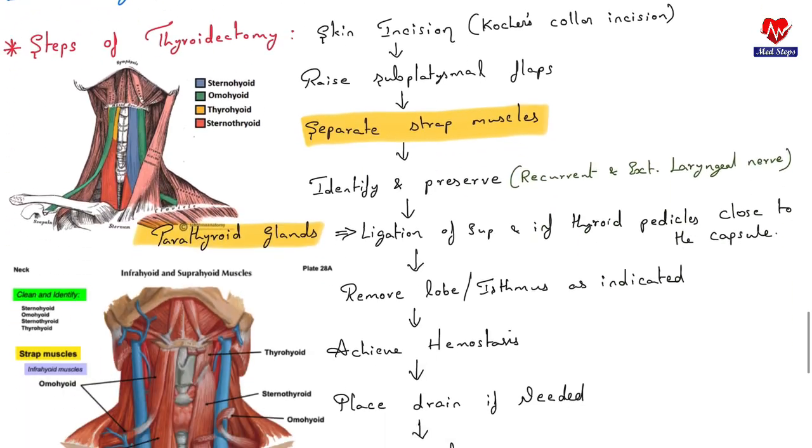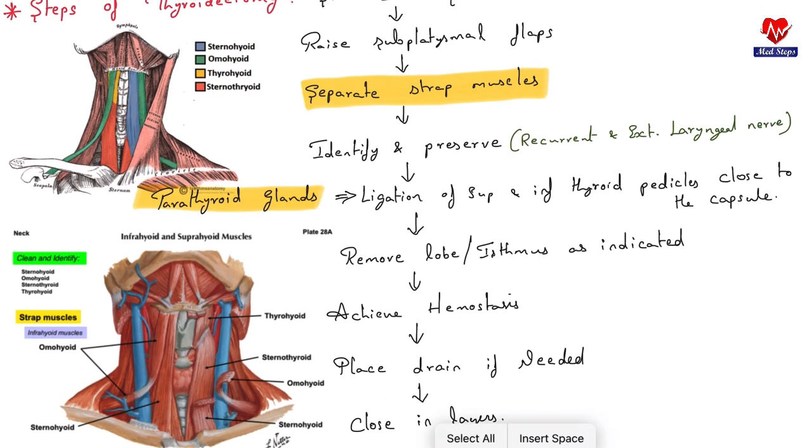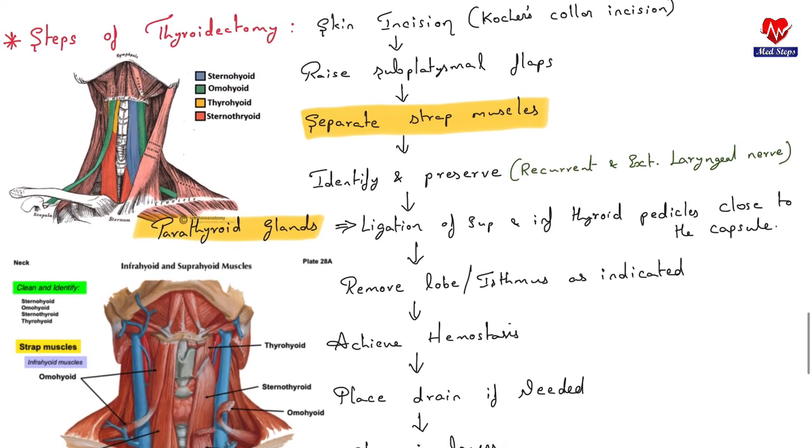Next, these are the steps of thyroidectomy. It is very simple, but we have to remember the steps, because in OSCE settings the examiner will ask the steps of thyroidectomy and everything. So that's why these things are very important.